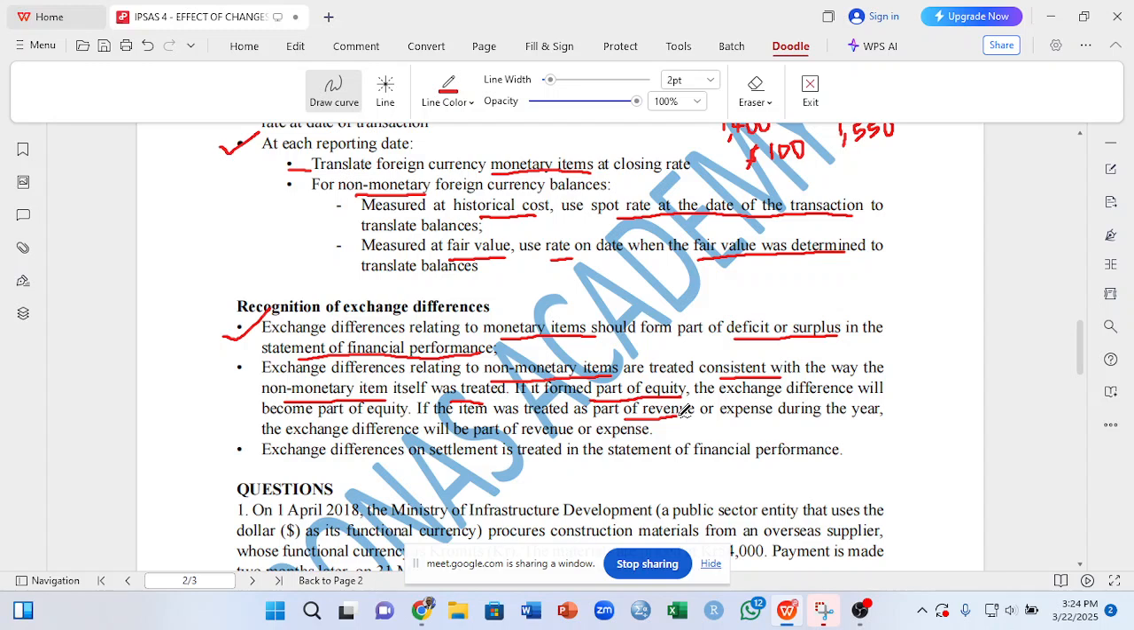So that's with the non-monetary items. With the monetary items, the exchange difference will just be sent to the statement of financial performance. But with a non-monetary item, it depends on the item. For instance, if it relates to equity reserves, the exchange loss or gain cannot be sent to the statement of financial performance. Rather, it will affect the equity side of your statement of financial position, or by extension, statement of net assets.